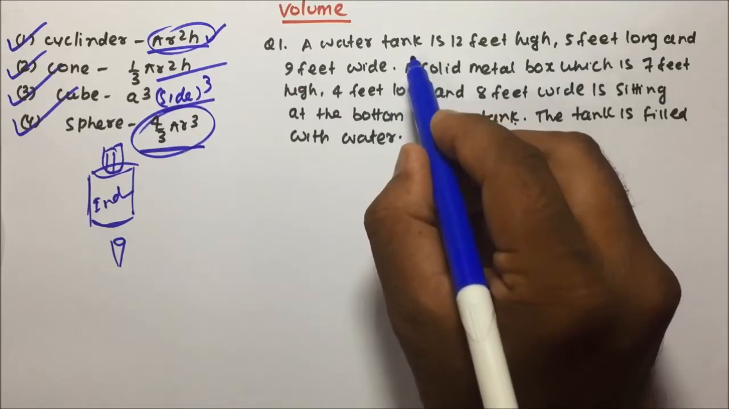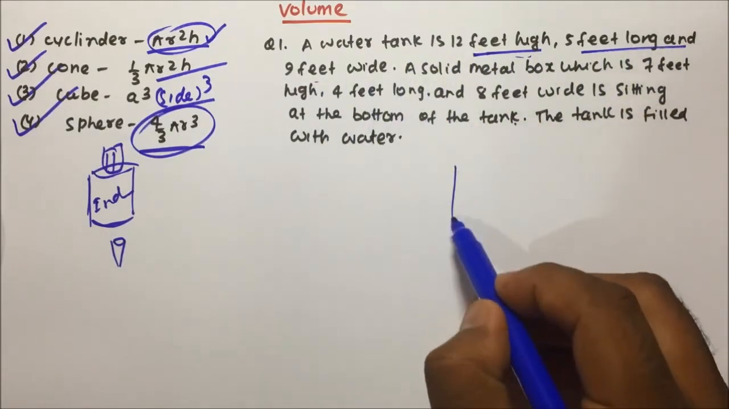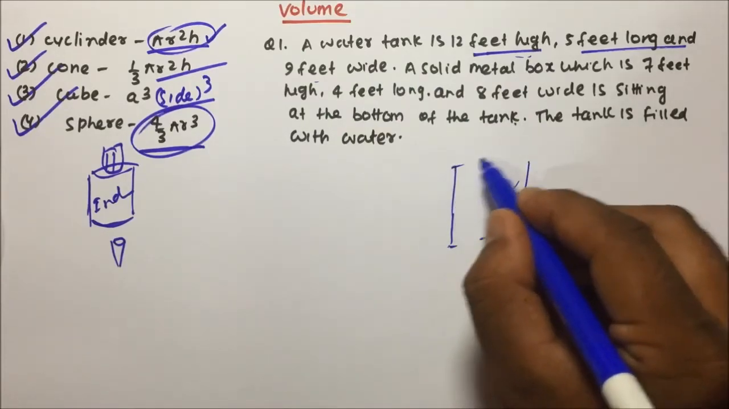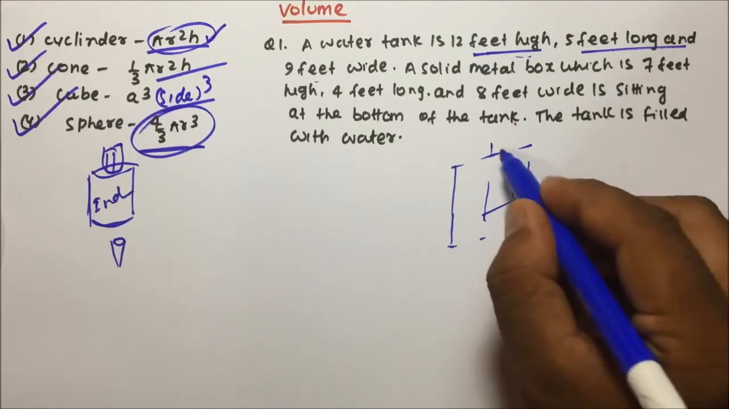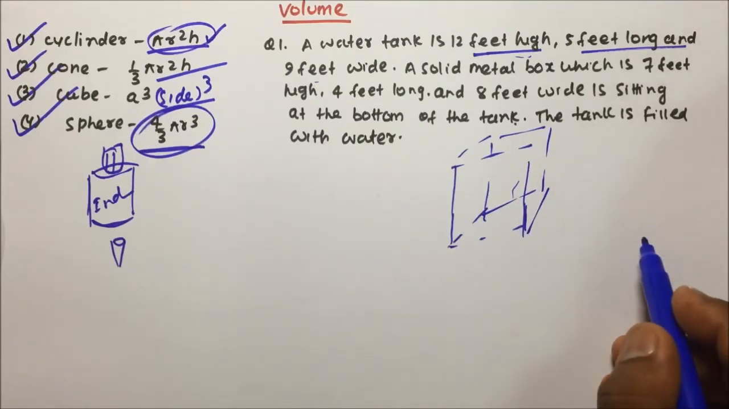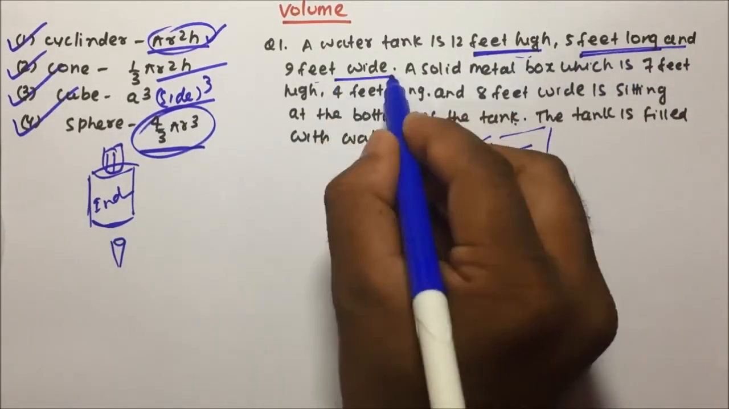Now, a water tank is 12 feet high, 5 feet long and 9 feet wide. So friends, basically this is a 3D diagram. We cannot make this diagram, but somehow if we try, it will be something like this. The water tank will be this. Okay, so it will have height, length and width.